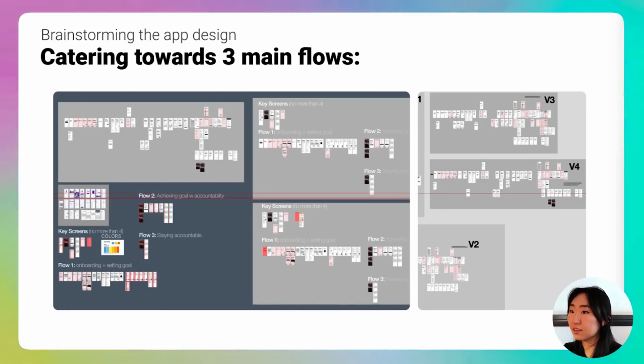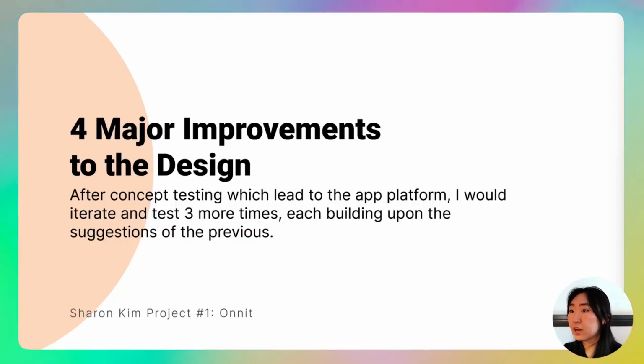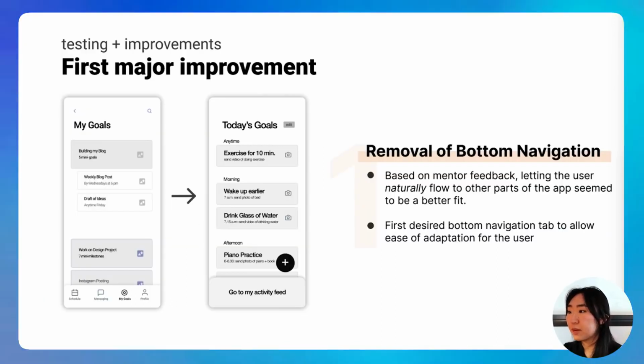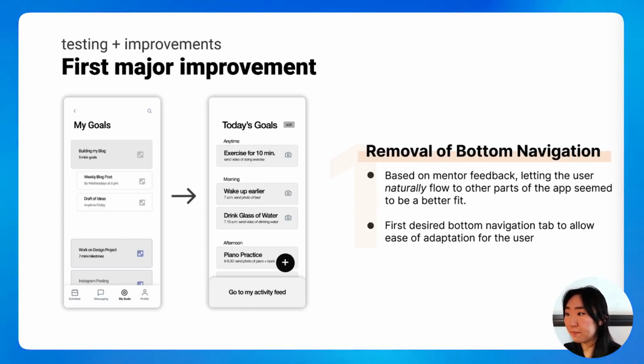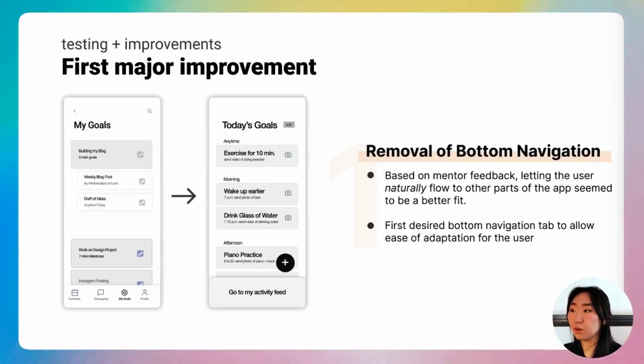And upon constant testing and explorations of various flows towards the main app design, I continually iterated this design over the span of 4 weeks with 4 major improvements based on various feedback from 8 of my student users. The first major improvement was removal of the bottom navigation. The homepage itself became the navigation towards major parts of the app. The reason is that, based on mentor feedback, letting the user naturally flow to the other parts of the app seemed to be a better fit.